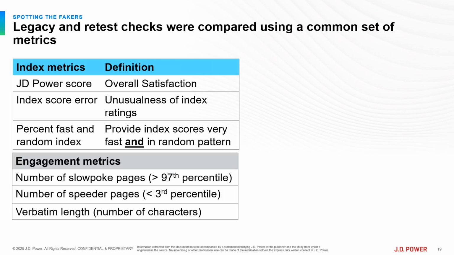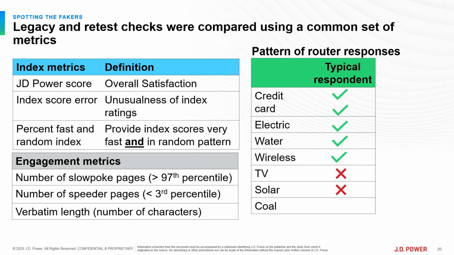For the next category of metrics, these engagement metrics, I think probably everybody in the room is familiar with what these mean. The only wrinkle here is that we applied the speeding and slow poking at a survey page level. So we would measure if a respondent completed a particular survey page really fast or really slow, and we just sum it up throughout the survey. Ending with the last category of metrics, these are kind of interesting. They relate back to our router.